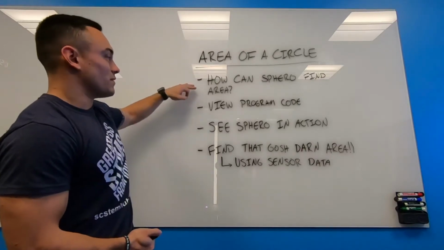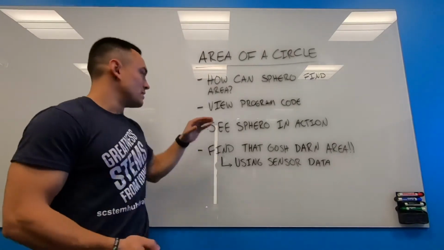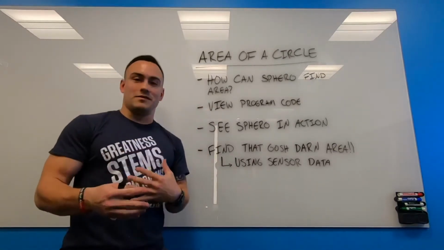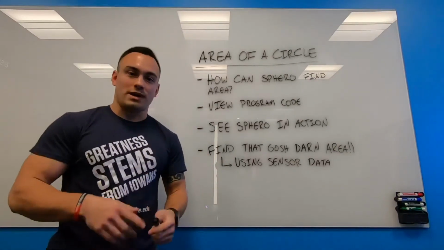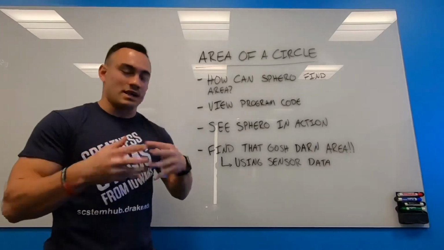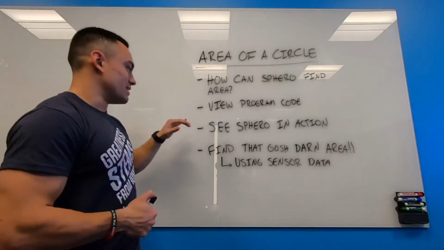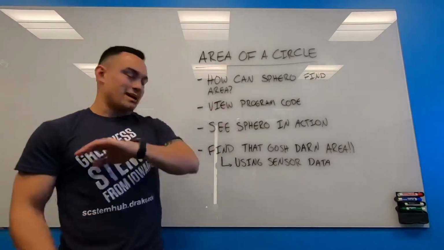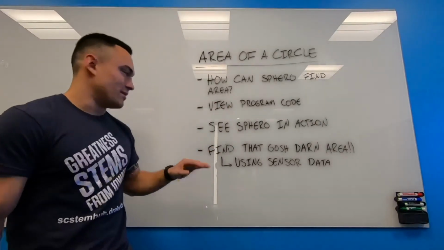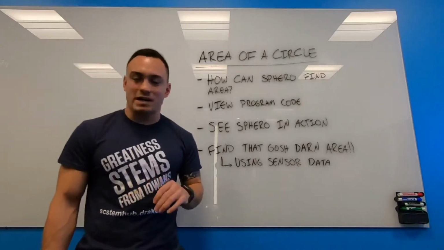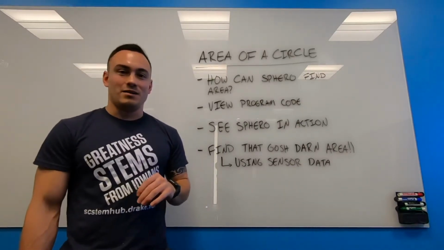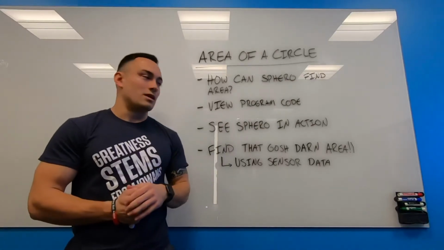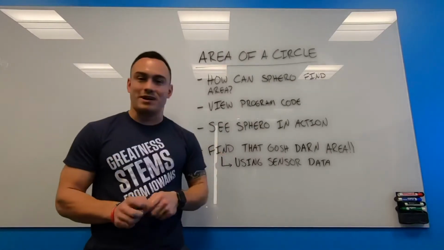So we're going to go over how the Sphero finds the area. We're going to view the program code and how that goes to the Sphero robot and how everything gets pieced together. And then we're going to run the program, see the Sphero in action. We're going to find that gosh darn area of that circle using the sensor data that it gives back to us, and we'll discuss steps forward or other things to do after that. So let's get to it.